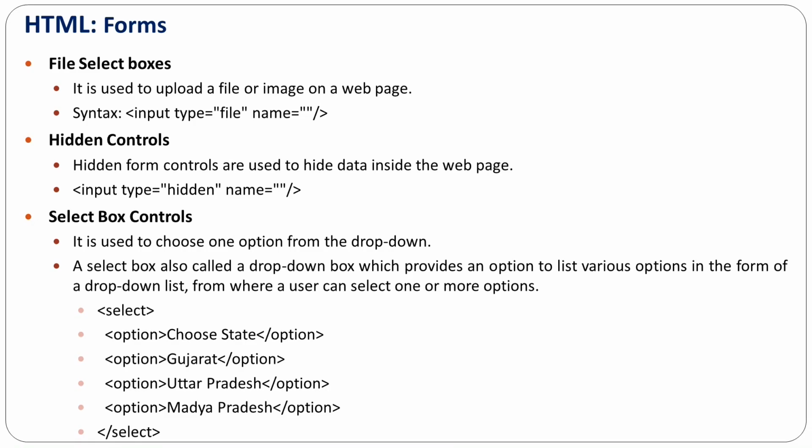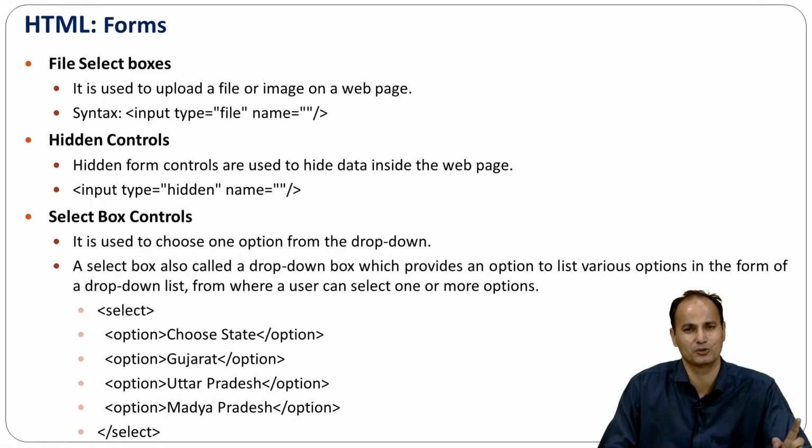Then we can see another important control in the form of the select box. It is used to choose one option from the drop down. If you have a number of options available and you want to allow users to select one particular value, then you should go for the select box control. A select box control, also called a drop down box, provides a list of various options in the form of a drop down list from where a user can select one or more options.